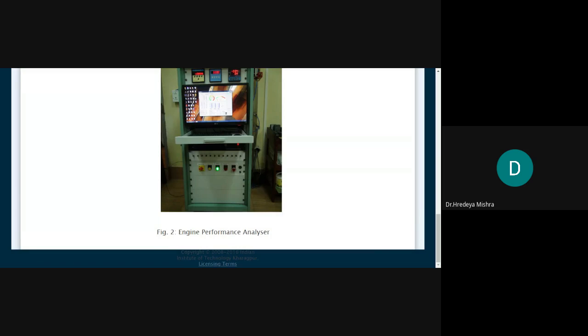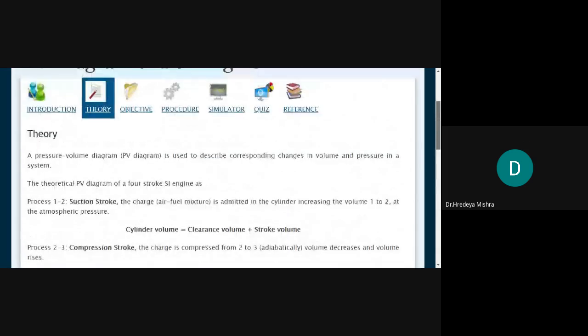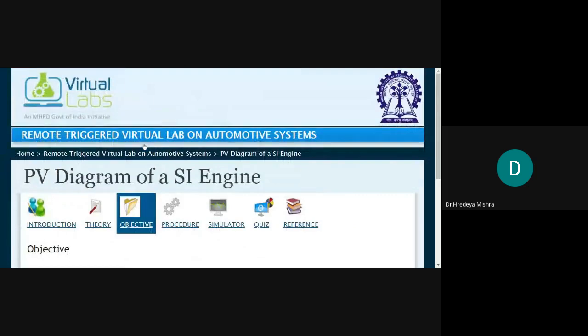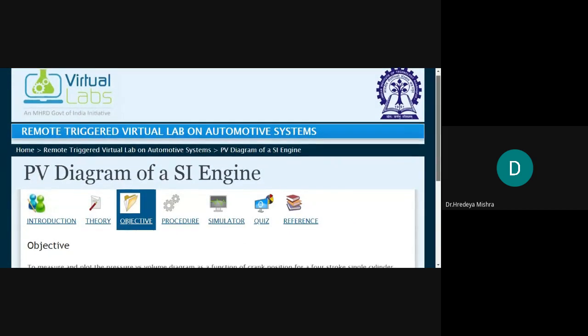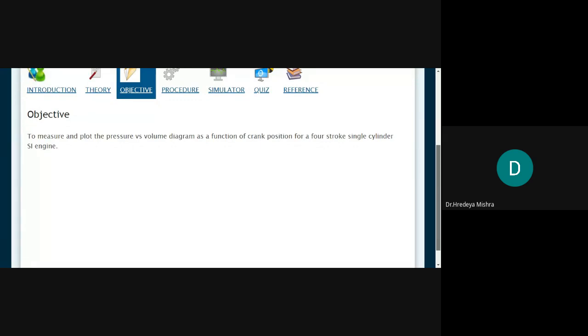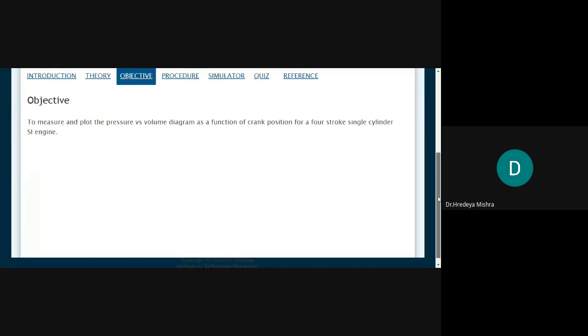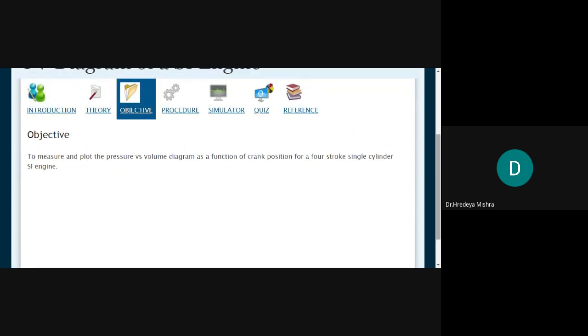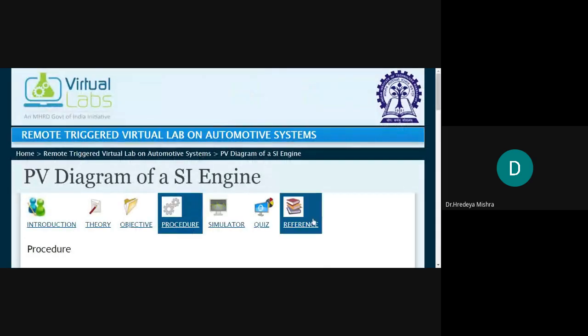So this is the engine performance analyzer machine. Here we can analyze the engine performance. Now see here, the objective is to measure and plot the pressure versus volume diagram as a function of crank position for a 4 stroke single cylinder SI engine. Now here is the procedure.